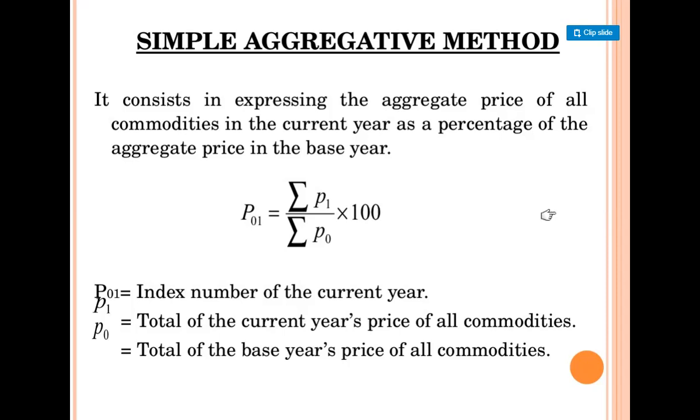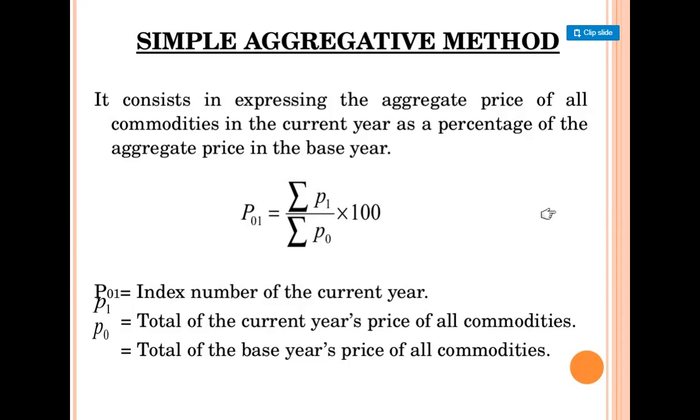Into 100 means you have to find out what percentage the aggregate price is of the base year. So in these notations, P naught one is equal to the index number for the current year. That is called the simple aggregative formula or notation.